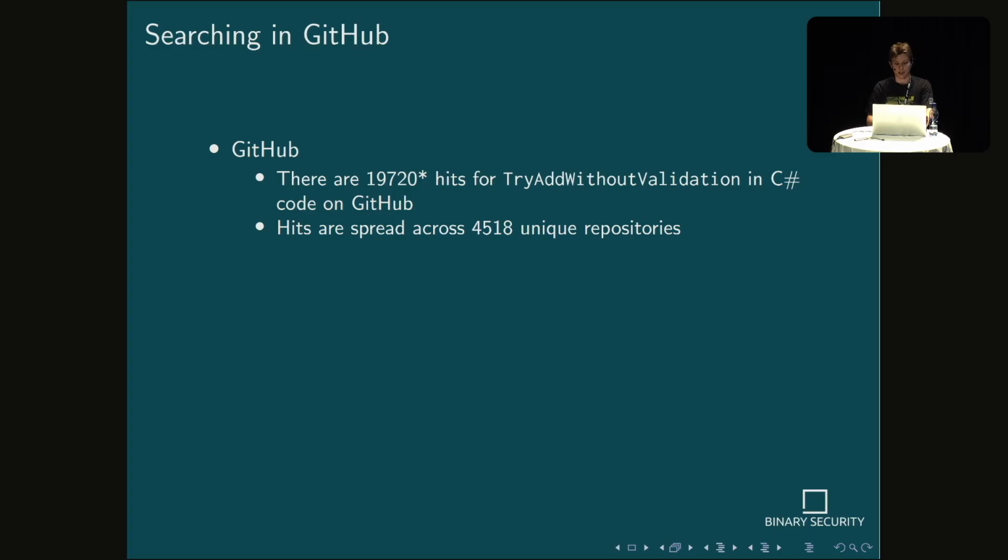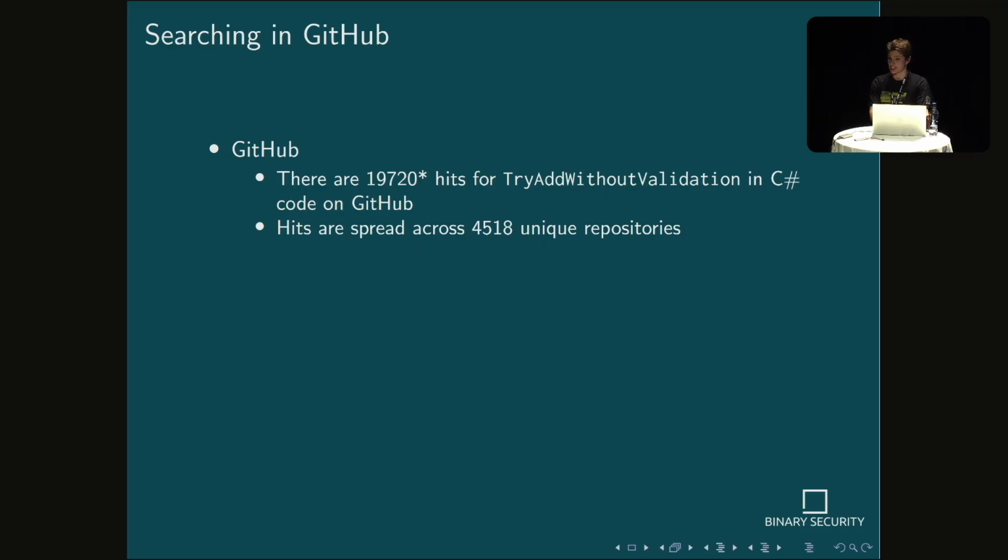GitHub. If you search on GitHub for the string try_add_without_validation and you filter on C# code, then there are roughly 20,000 hits. These are spread across 4,500 unique repositories. So people do use this, shockingly. Initially, I didn't really understand why anyone would use this method, but that's another topic, I guess.